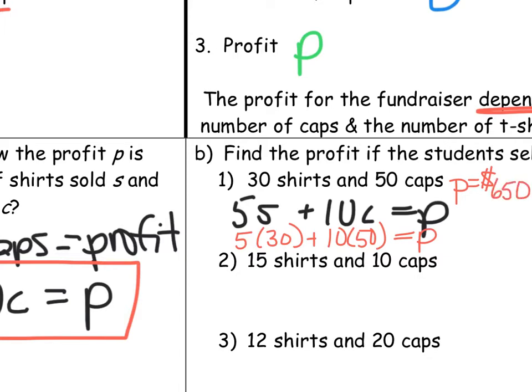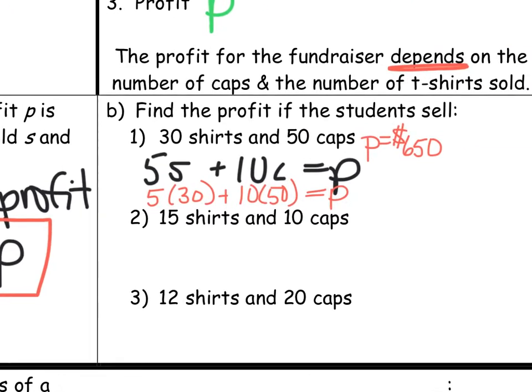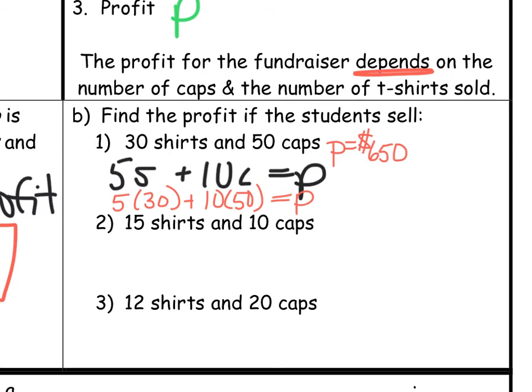So we can use this equation to help us find combinations of shirts and caps to make a profit, or if there's a certain profit we're looking for, we can use this equation to determine how many shirts or how many caps we have to sell. So go ahead and try number 2 and 3, 15 shirts and 10 caps, 12 shirts and 20 caps, so we can figure out our profit on those. Pause the video and then you can check your answer.